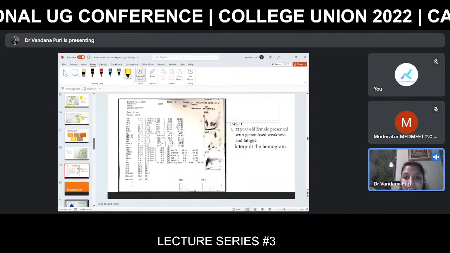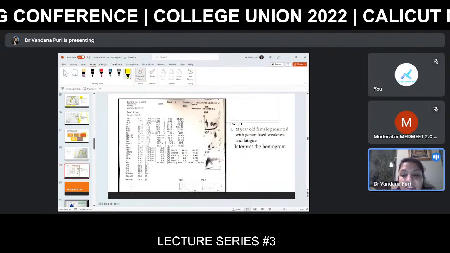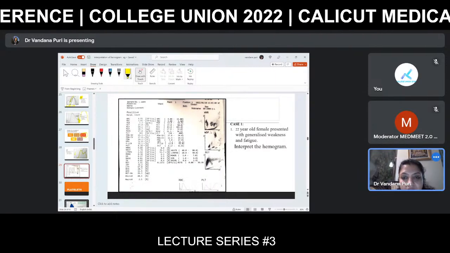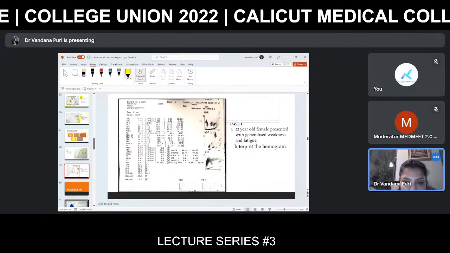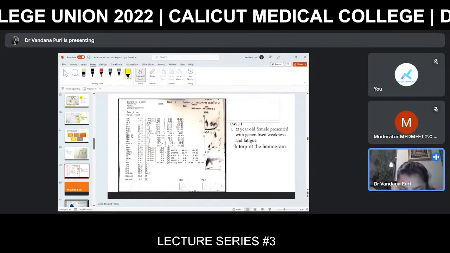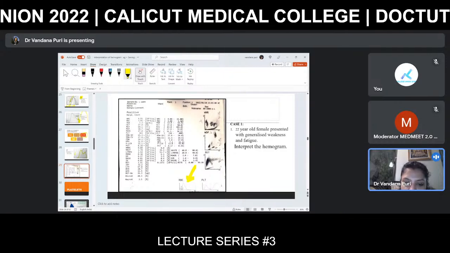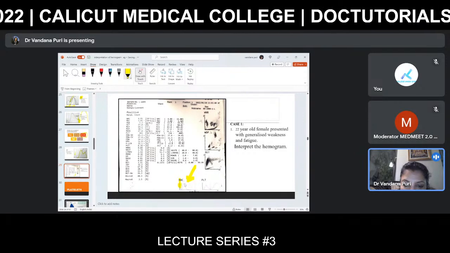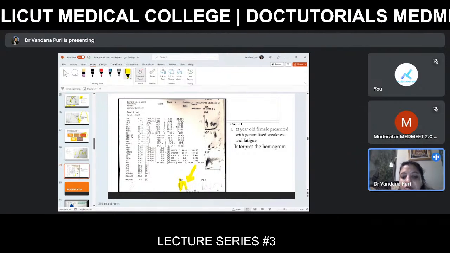So let's look at this example and let's see who can identify this quickly. This is a 22-year-old female and she presents with generalized weakness and fatigue. Although we have not studied this WBC histogram, you have studied the RBC histogram. The first peak that you're getting here is your platelets, and the second peak is the RBC. And you can see that it is shifted to the left.